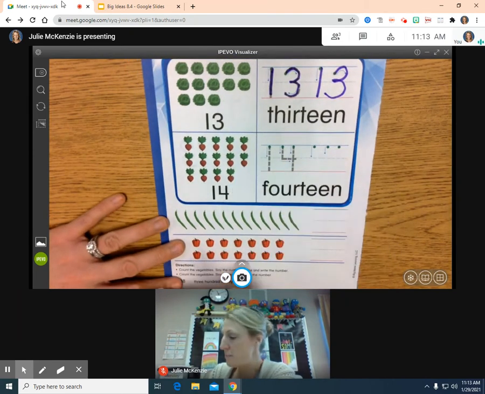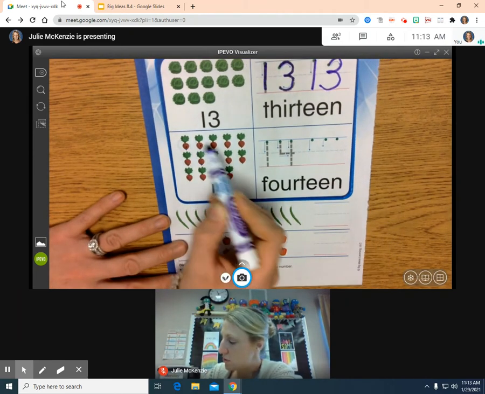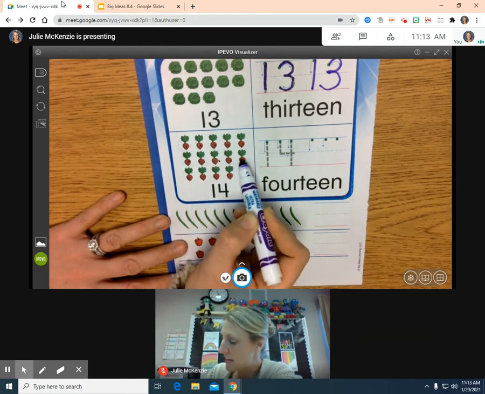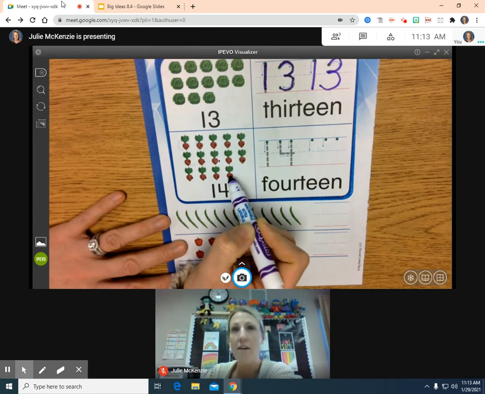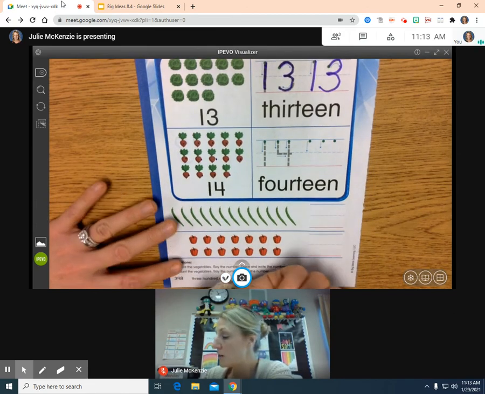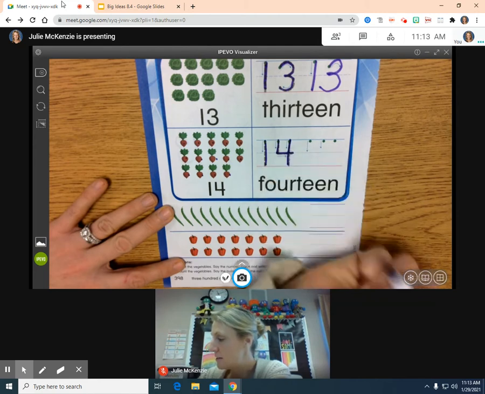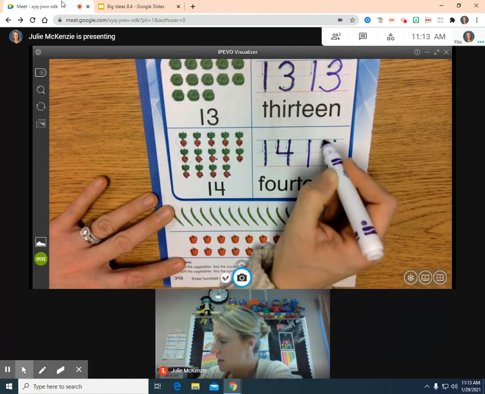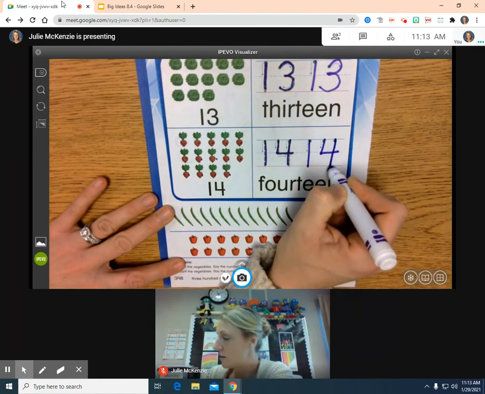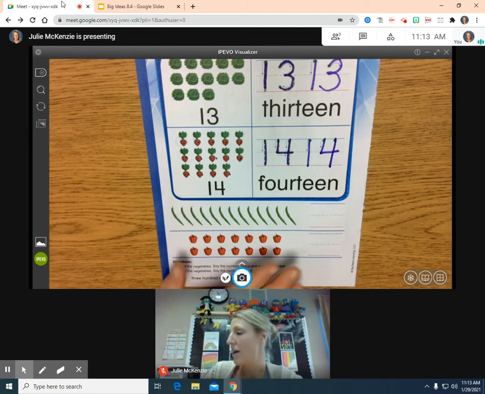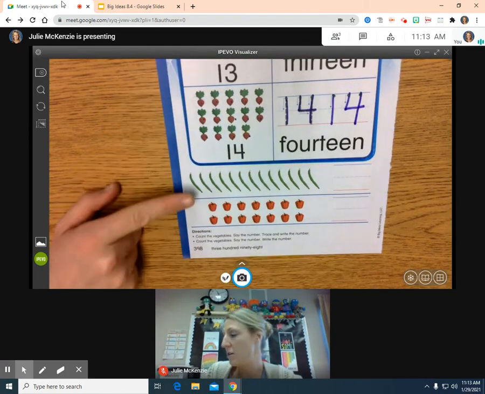Let's count these beets. 1, 2, 3, 4, 5, 6, 7, 8, 9, 10, 11, 12, 13, 14. 14 looks like a 1 and a 4 side by side. A 1 and a 4. Down and over and down once more. That is how you make a 4. All right, 13, 14.